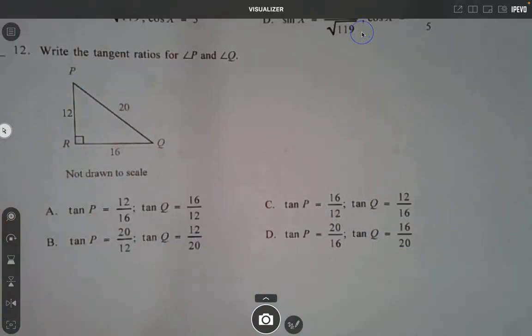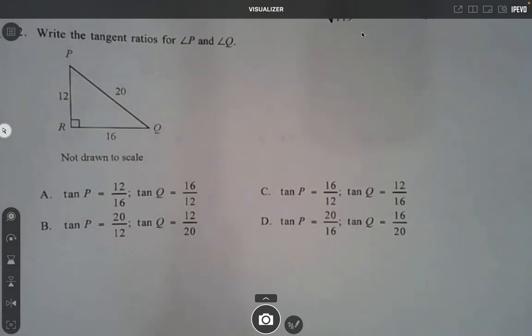Okay, all right, this one is the same exact thing. It's wanting the tangent of P and then the tangent of Q. So let me write them both down. Let's start at P. What's the tangent? Opposite over adjacent. Tangent is opposite over adjacent, which is what? 16 over 12 from P.